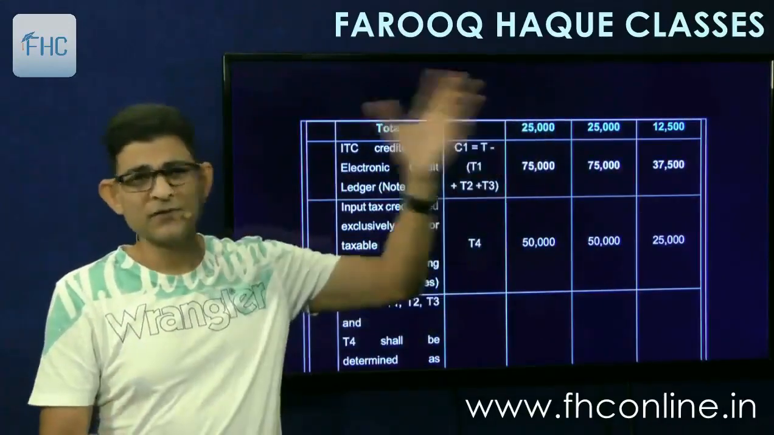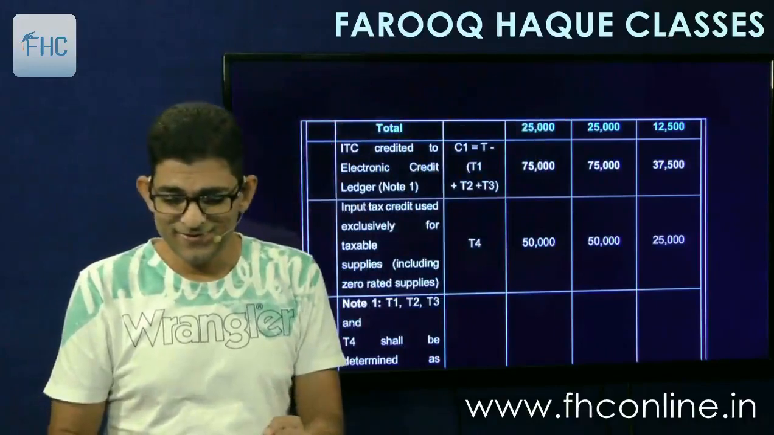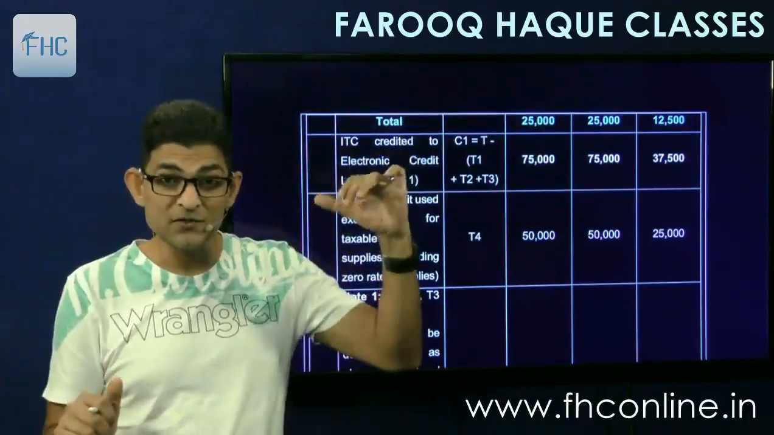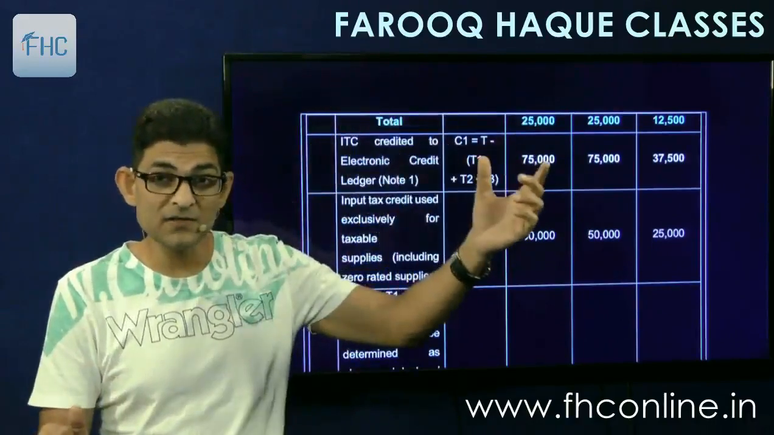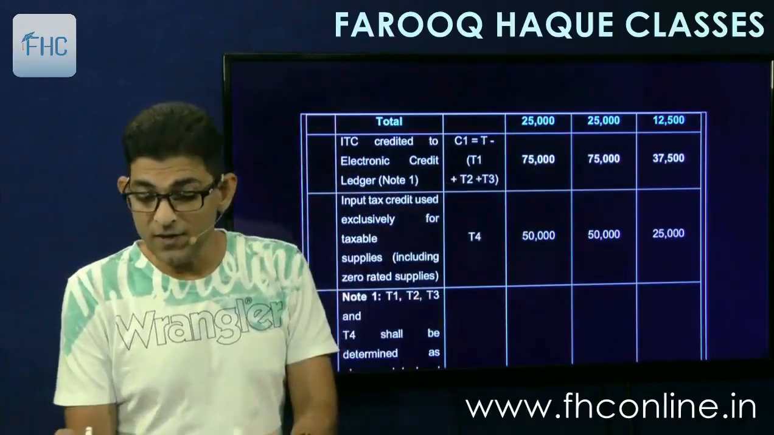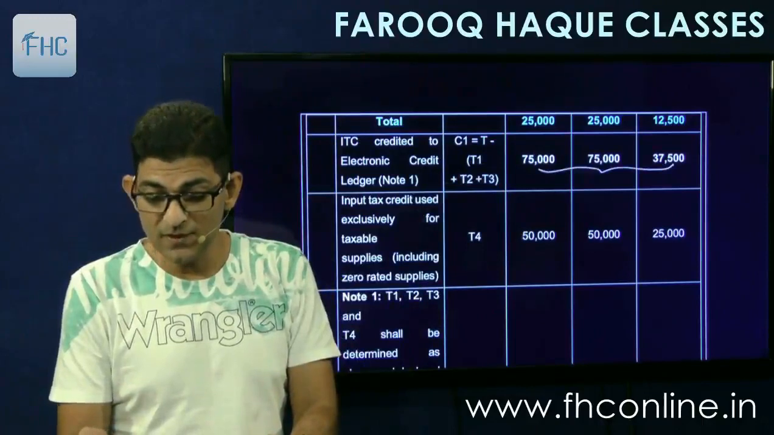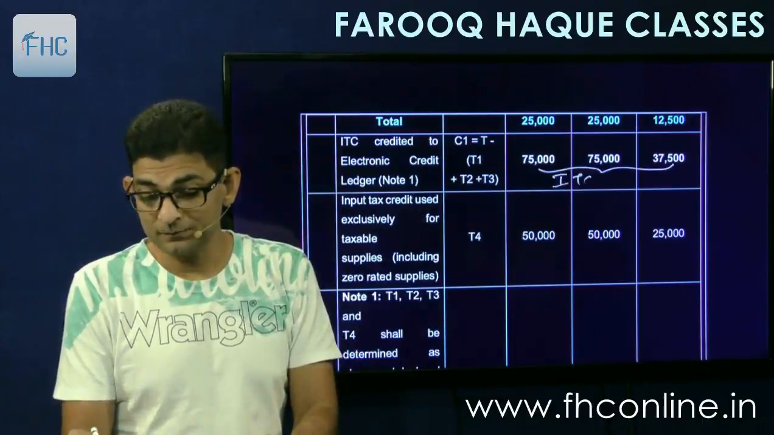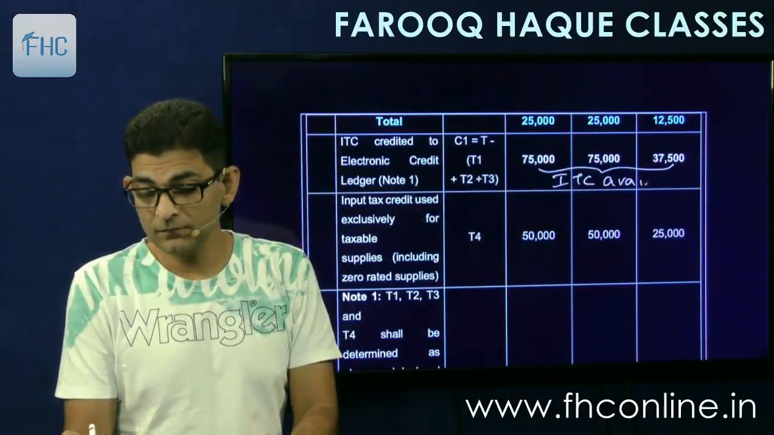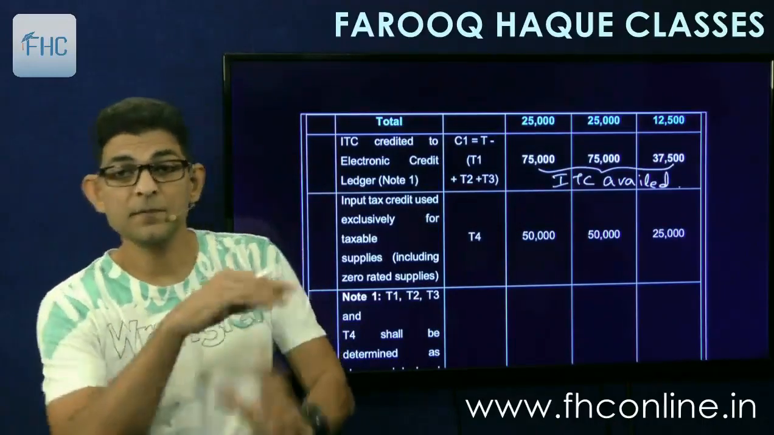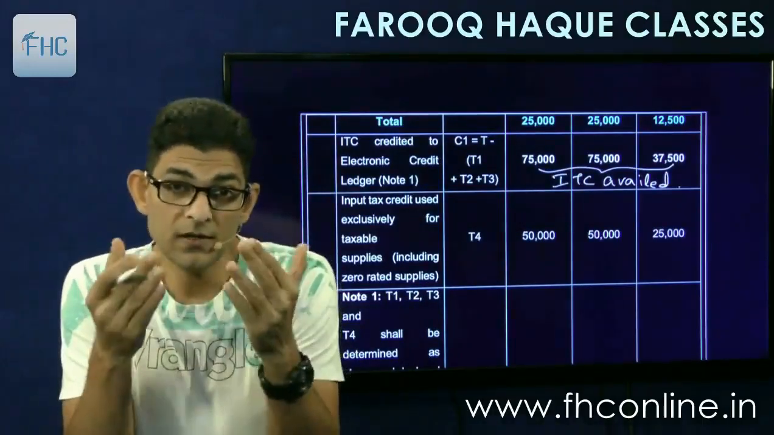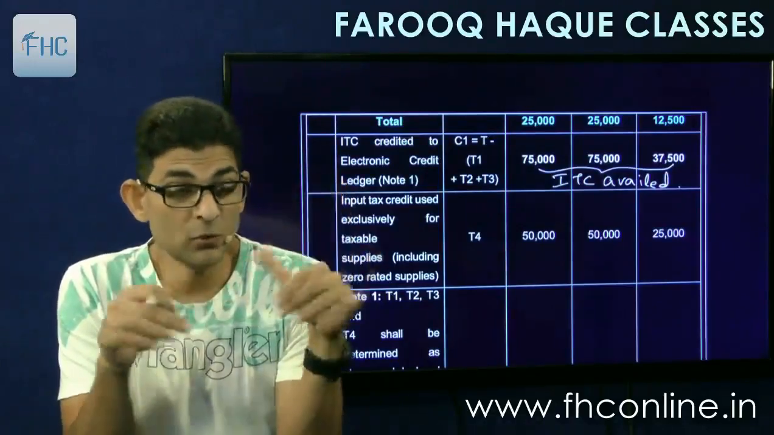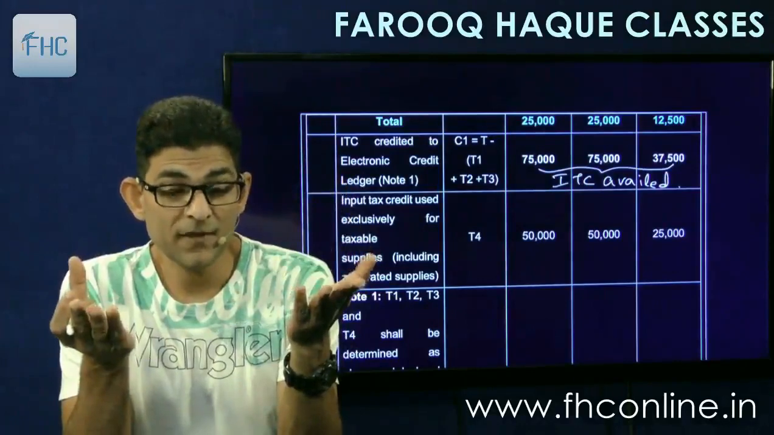Oh, it's already given, sorry. Then the balance calculation. So if you deduct these 3, the balance is 75,000, 75,000 and 37,500. These 3 will be credited to electronic credit ledger, means ITC taken. You will avail the ITC.